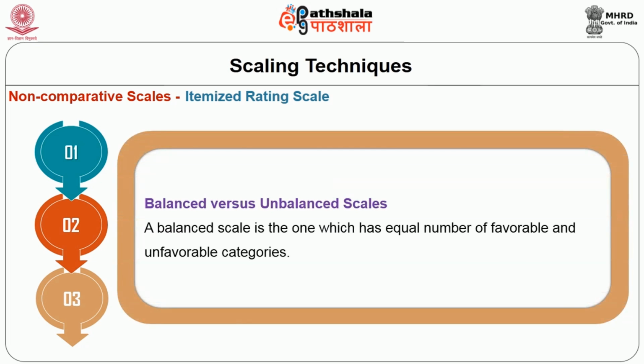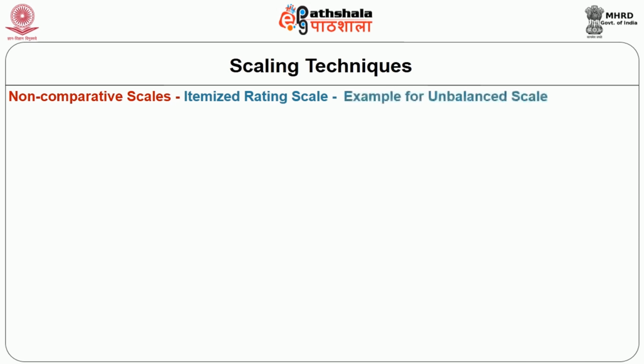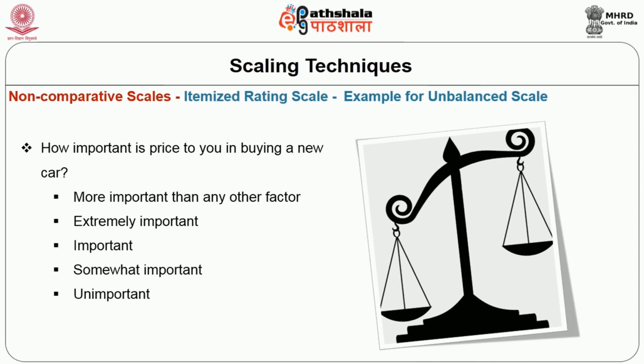Balanced versus unbalanced scales. A balanced scale is the one which has equal number of favorable and unfavorable categories. The example of balanced scale: how important is the price to you in buying a new car? So there are 5: very important, relatively important, neither important or unimportant, relatively unimportant, and very unimportant. The examples of unbalanced scale are: how important is the price to you in buying a new car? Most important than any other factor, extremely important, important, somewhat important, unimportant.